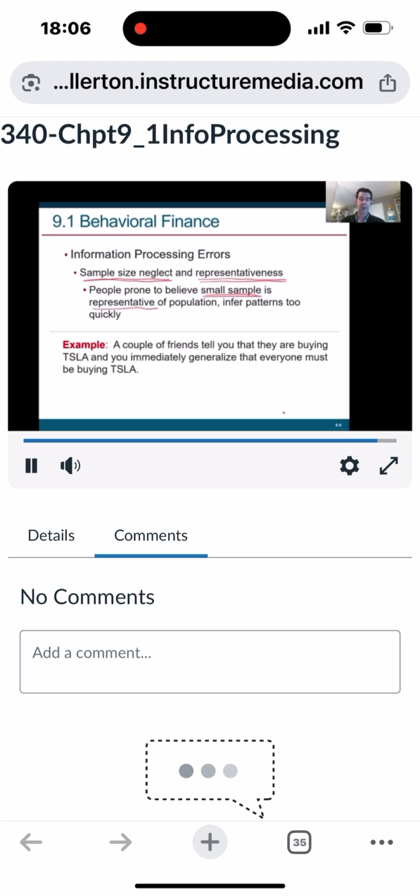Here's an example of that in the context of markets. A couple of friends tell you that they are buying Tesla, and then you immediately generalize that everybody must be buying Tesla. And it's sample size neglect because your sample is too small to generalize from. Yet people tend to take that small sample and just very quickly generalize, right? And they tend to do that in a systematic way. All right, so this one has the name sample size neglect and representativeness.